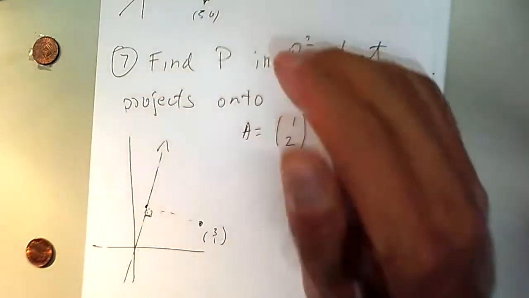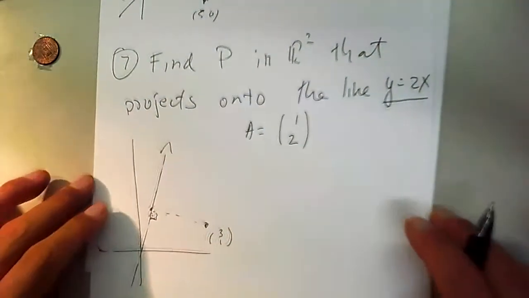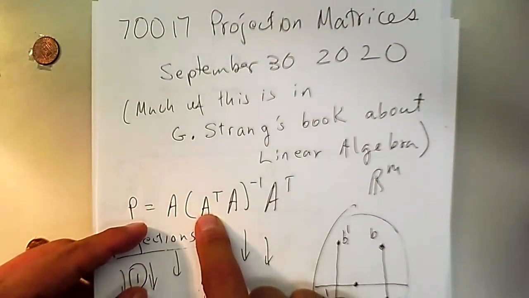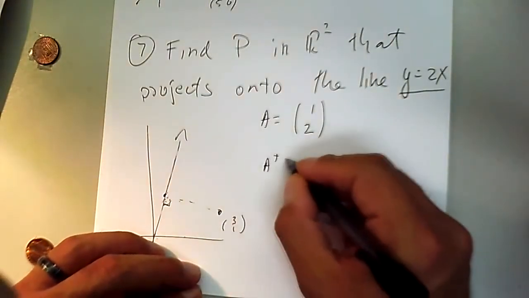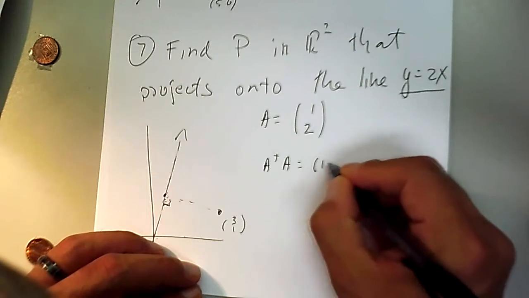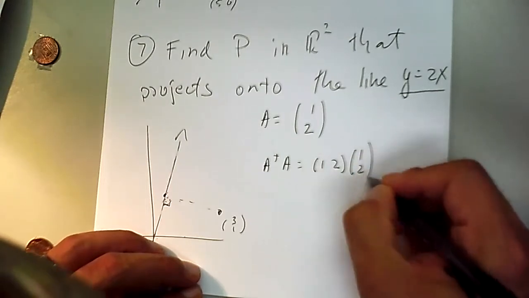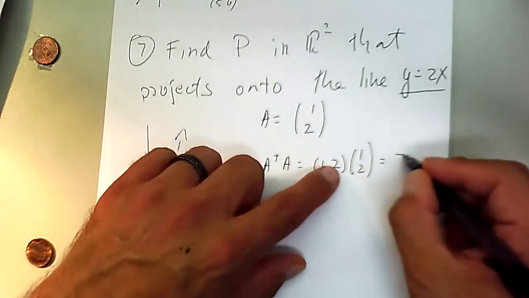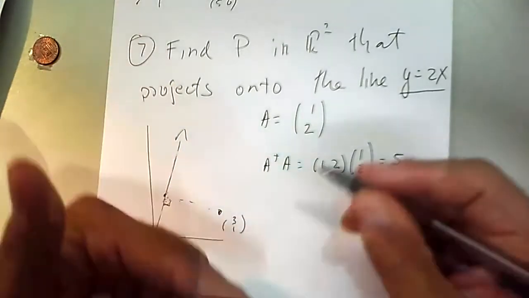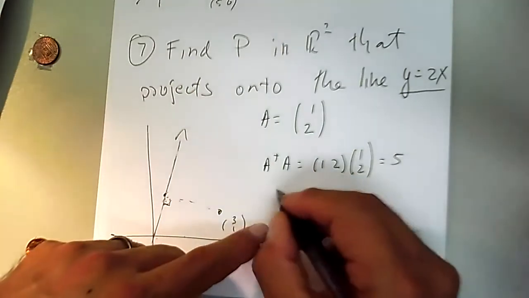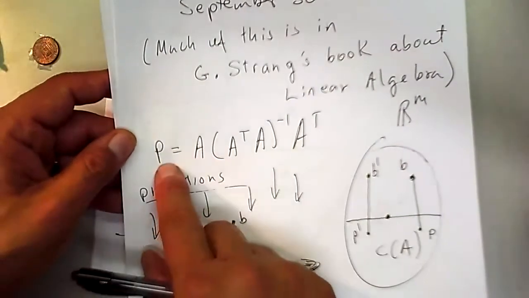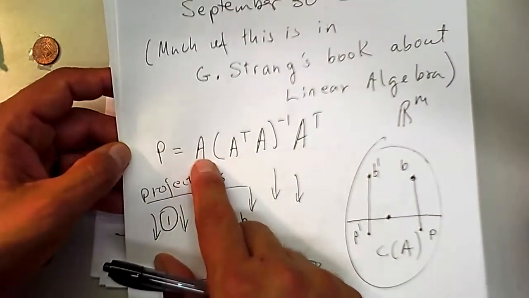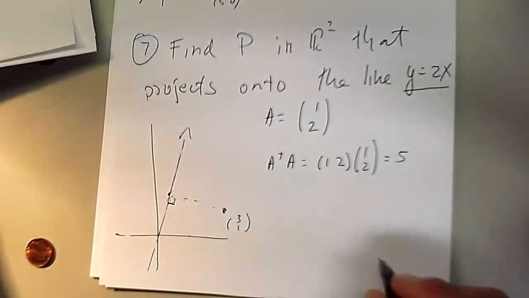And then we can do our steps. So let's quickly go through them. The formula calls for the transpose times A. So A transpose times A is 1, 2 times 1, 2, and that's going to give us 5. But then we're going to do the inverse. That's going to give us 1/5, which is really a scalar. The 1/5 can be pulled out. So we need to multiply with A again and the transpose.